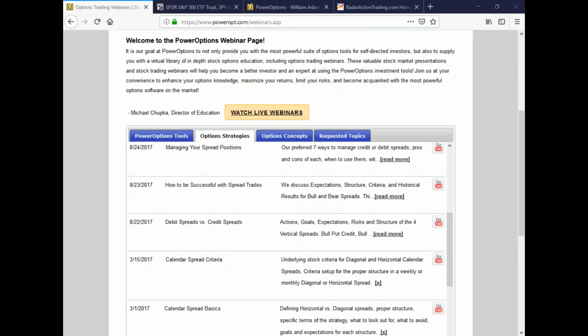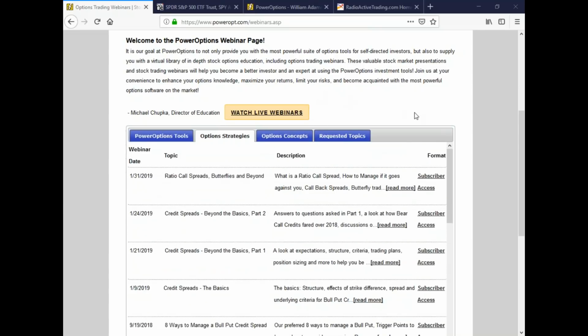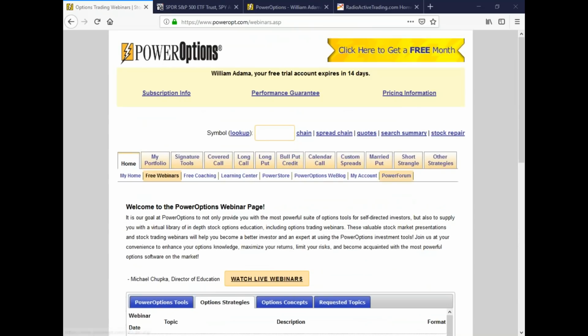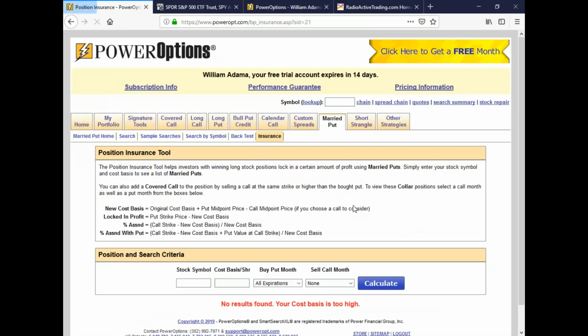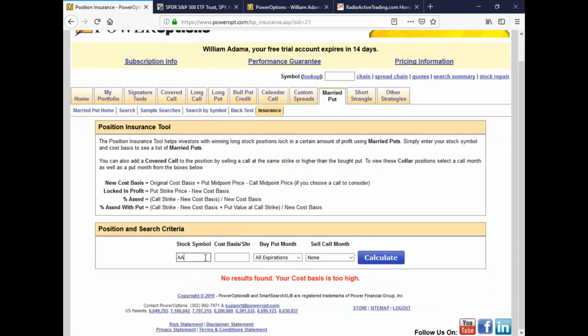Binh, Michael, I have an Apple position which I acquired at 230. What is the best way to protect profit when Apple releases earnings next week? I think we reviewed this last week. I don't think it was for your position, Binh. What you should do is go to Married Put tab. Go to Insurance and put in your position.